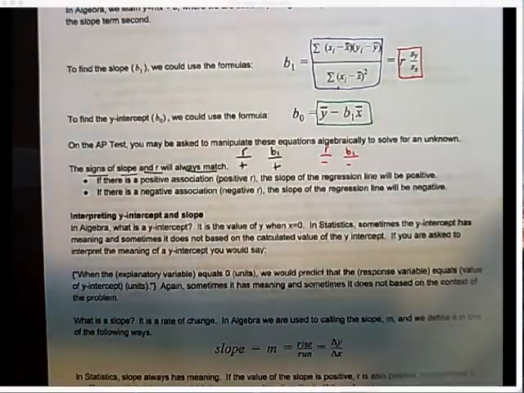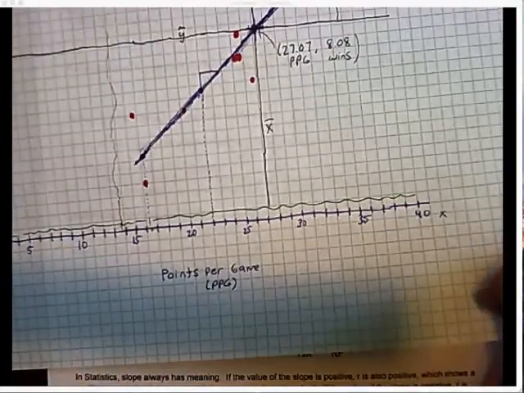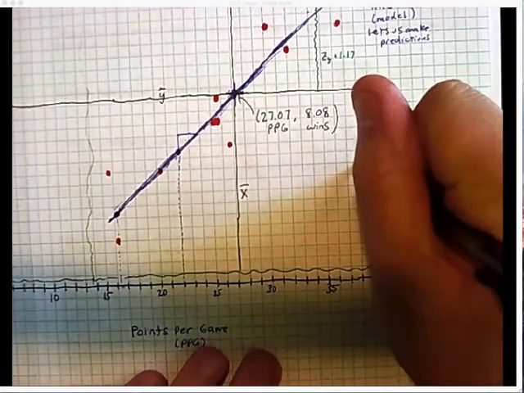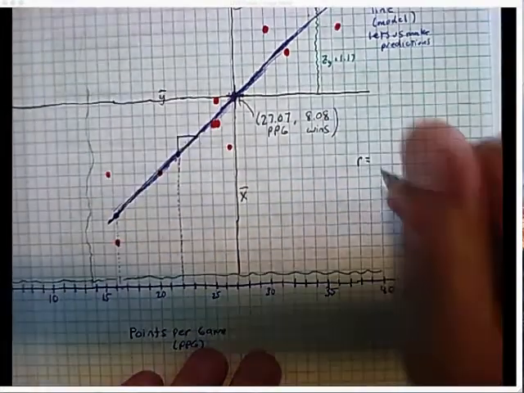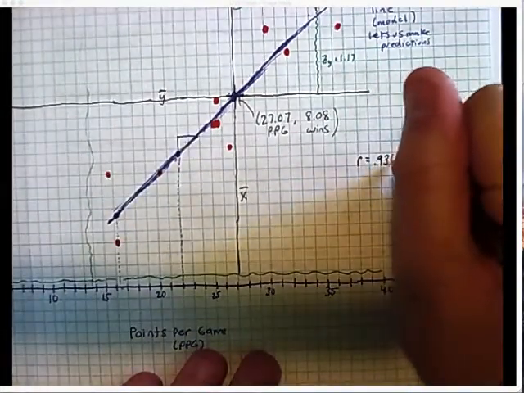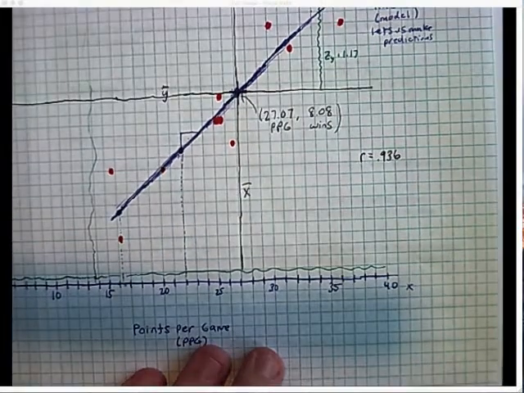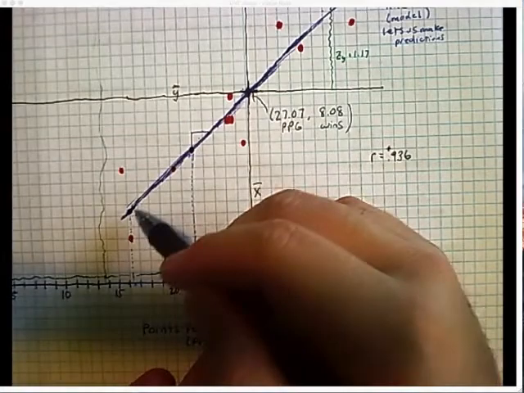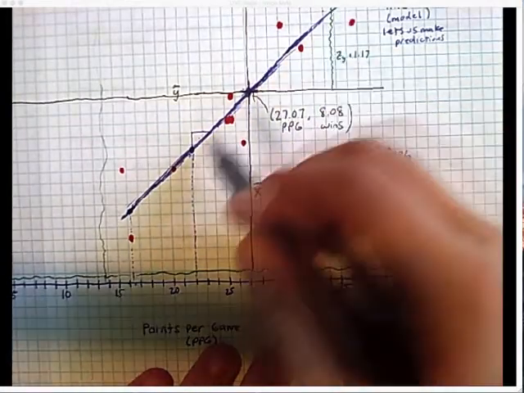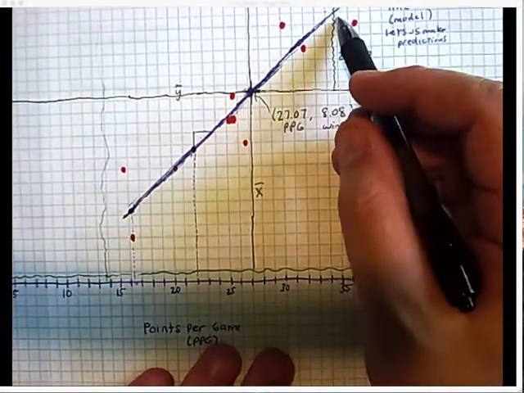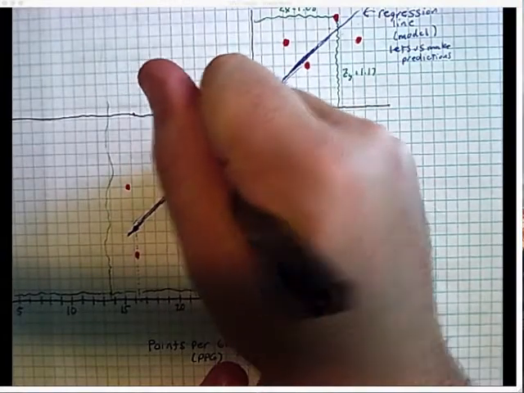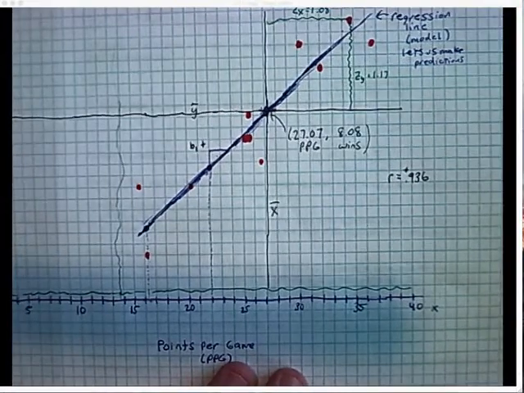So looking at this graph, if you remember back in the previous note card, the R value is about 0.936 for this data. Notice that's positive 0.936. What do you notice about this blue line? It's going up from left to right, so it would have a positive slope. B1 would be positive.